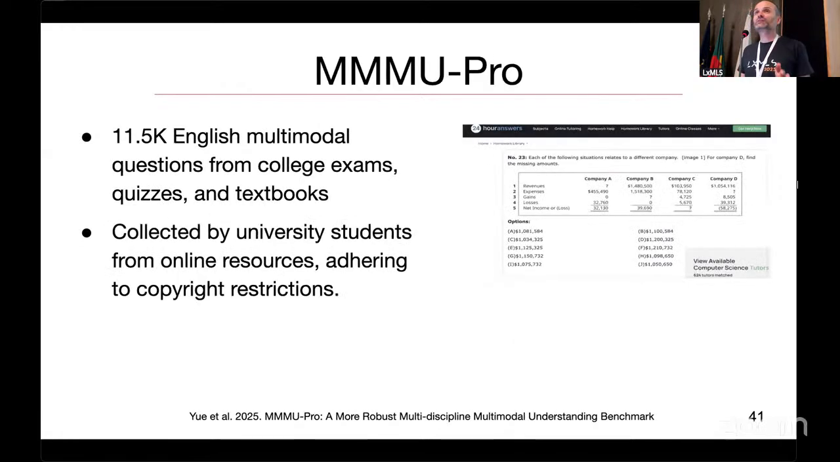Like I mentioned earlier, there's MMMU Pro, which is English multimodal questions from college exams, quizzes, and textbooks, which were collected by university students from online resources, trying to adhere to copyright restrictions. And there's also some really interesting work that's been done within this kind of context.